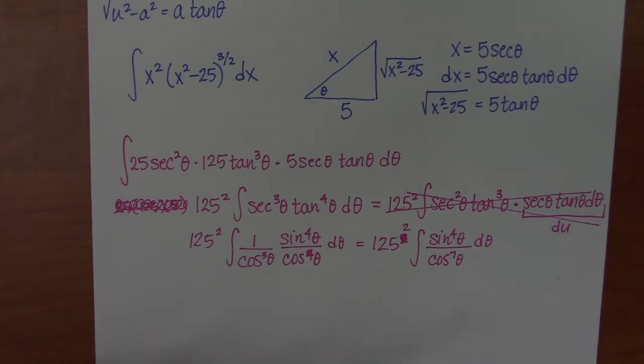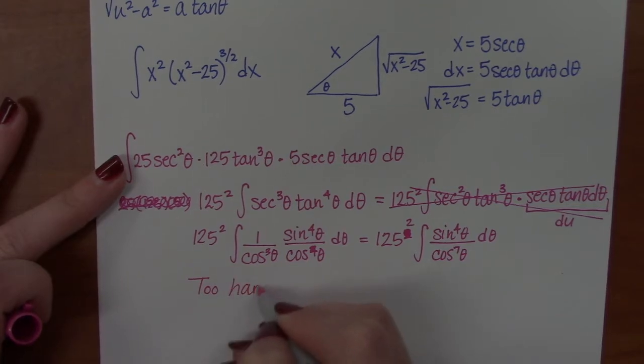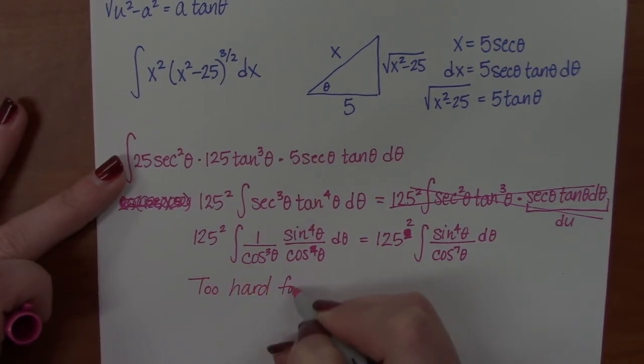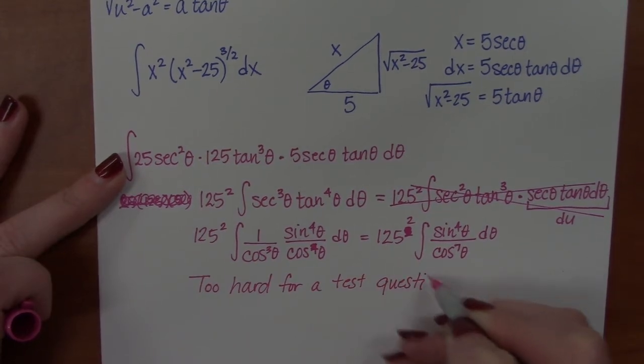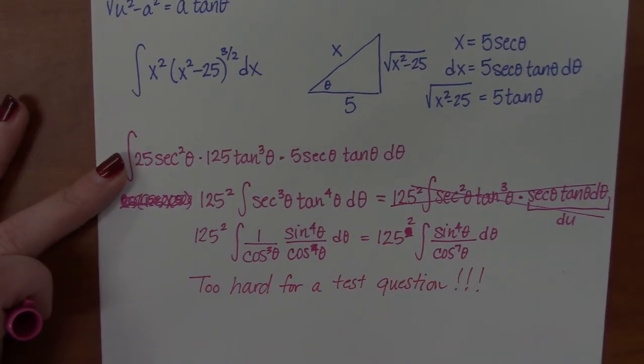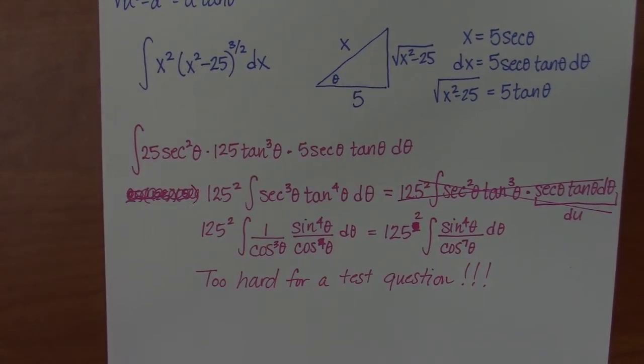So, and I just want to write on here, so no one freaks out on the video. This one's too hard for a test question. It's going to require too much computation. So we'd have to do about another half a page of trigonometry and then go back. But the methodology is sound, right? You label it, you translate it, and then you integrate it.